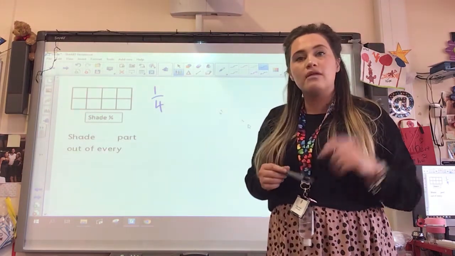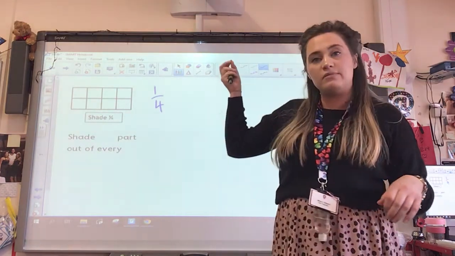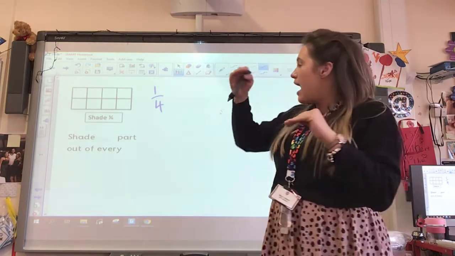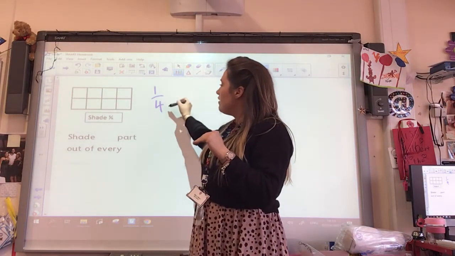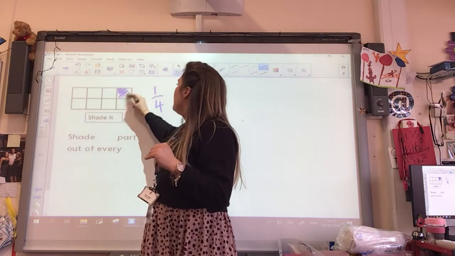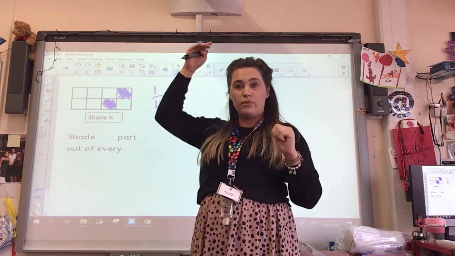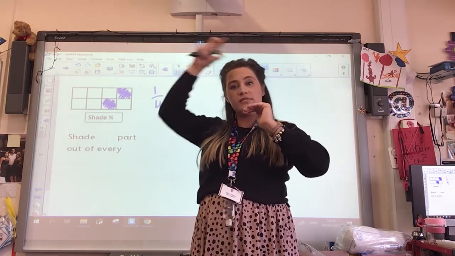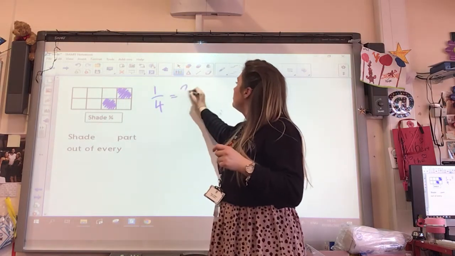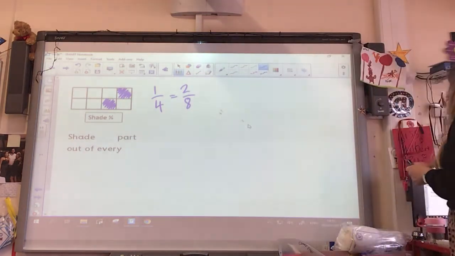Okay. So you might have noticed that, a little bit like the previous question, this rectangle has been split into 8 equal parts, which is 4 on top, 4 underneath. And my fraction says colour in 1 part out of every 4. So because there are 2 groups of 4, I'm going to colour in 1 part up here and 1 part down here. Okay? Group of 4 on top, group of 4 underneath, 1 part out of those 4, one part of these 4. Okay, which makes 2/8. Okay, so 1/4 is the same as 2/8.